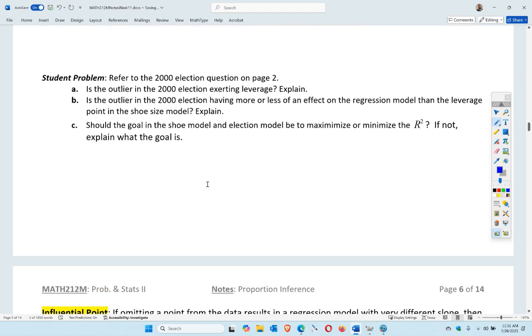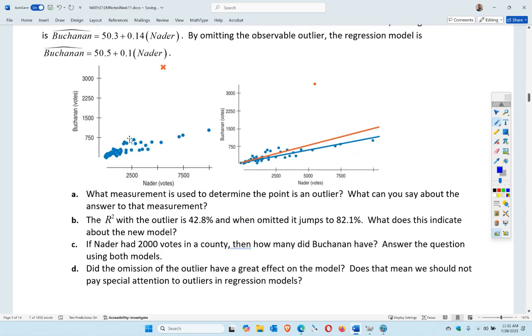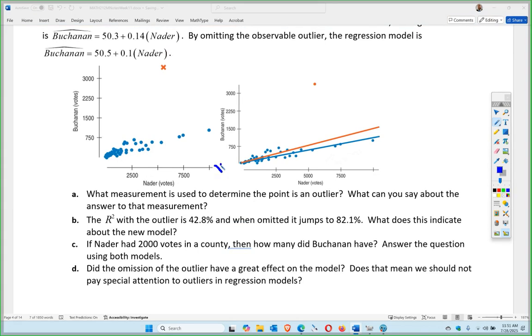All right, is the 2000 election exerting leverage? Well, let's go back. Is this exerting leverage? No, because it's not far from the data. Well, you're like, yeah, it's far. No, no, no. Left to right. This is X. When you talk about leverage, you're only talking about X, whatever the X axis is. Is it far from it? No, because these are the same X value. It does not have high leverage.